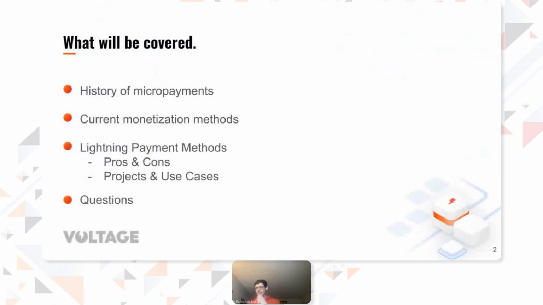I'm just going to give an overview of what we're going to cover. We're going to start with the history of micropayments. We're going to go over what the early people who were creating the web thought about this concept, and some early attempts at it. Then we're going to look at current monetization methods for the web and how the web actually ended up evolving. And then finally, we'll get to the fun stuff, which is Lightning payment methods, the pros and cons of different ones, the different projects and use cases that a lot of these methods use.